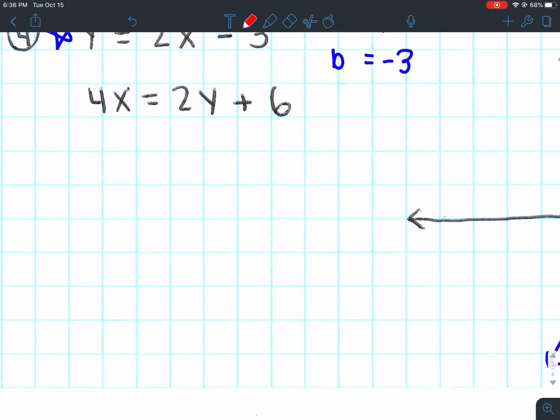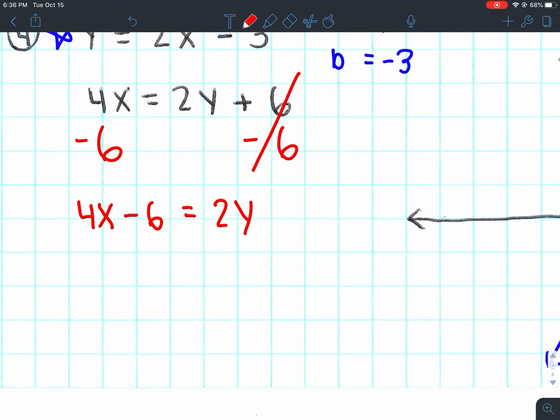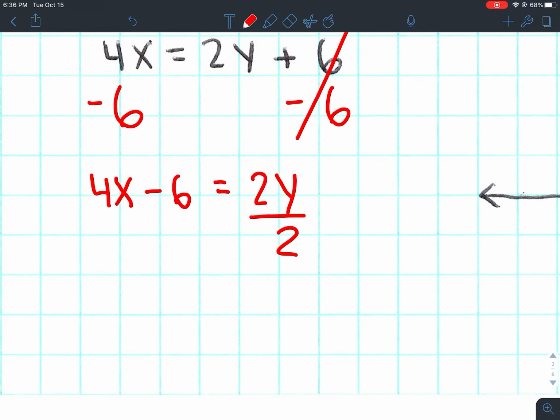All right, this other graph I'm going to do in red. Now I want to get y by itself because right now it's in some weird funky form. So I notice that my 2y is on the right side. So I'm going to go ahead and move the 6 over by subtracting it from both sides. 4x minus 6 equals 2y. And then I'm going to divide everything by positive 2. So divide this by 2, this by 2, that by 2.